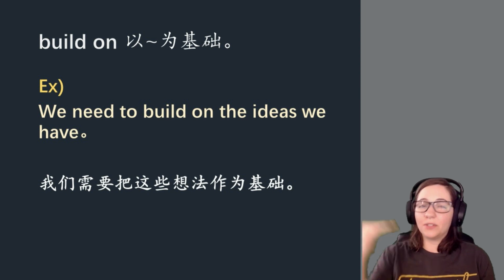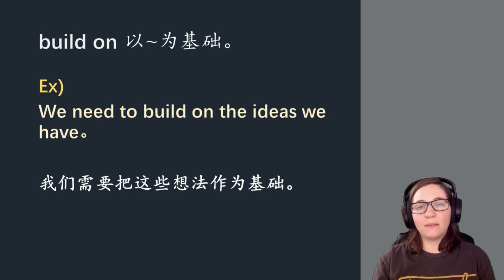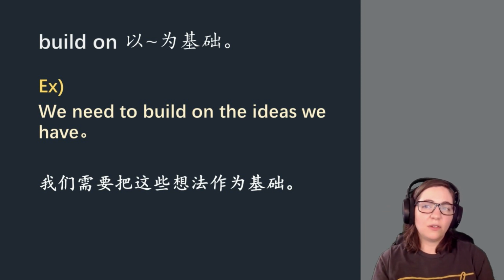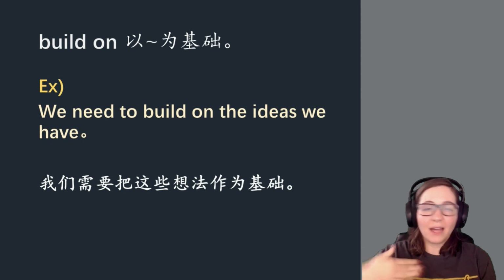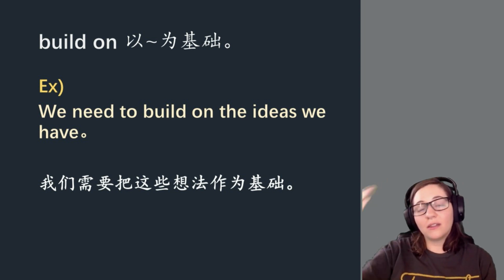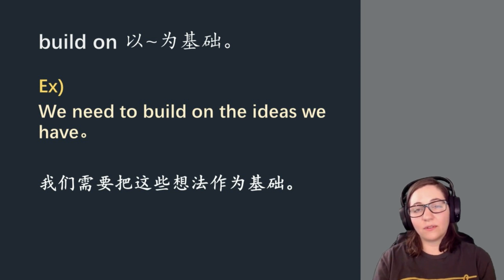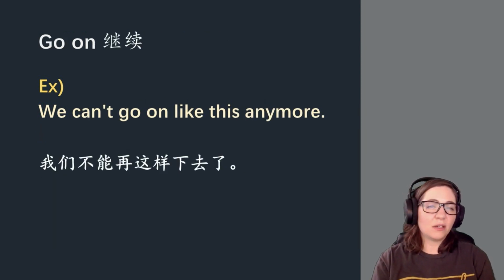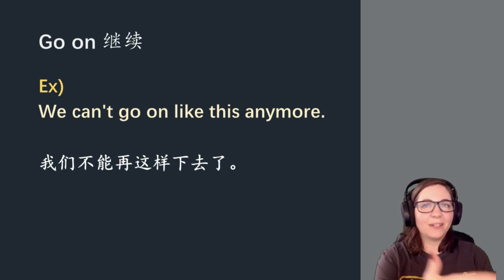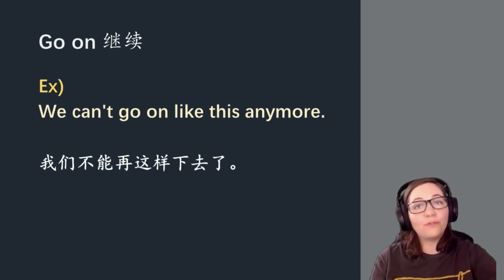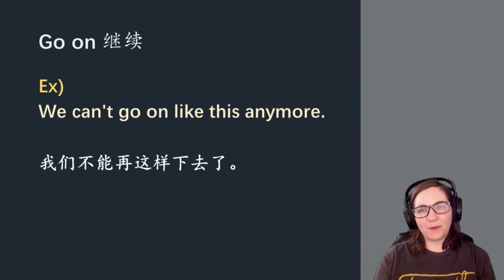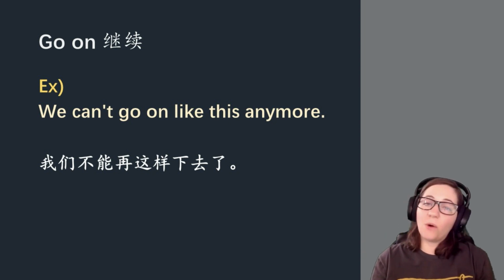Next one is build on. Build on means to develop. So you can say, we need to build on the ideas we have. The next one is go on. Go on also means to continue or to move forward. So we can't go on like this anymore.